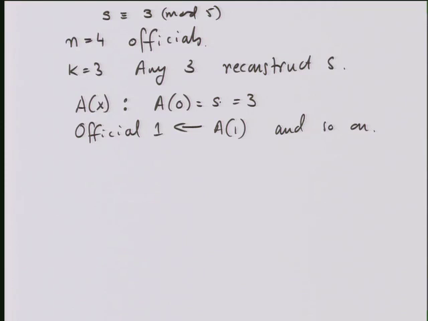So what we want is a polynomial where the degree of a of x equals k minus 1, which is 2. Our goal is to pick a random polynomial of degree 2 modulo 5 such that a of 0 equals 3. So how do you do such a thing?